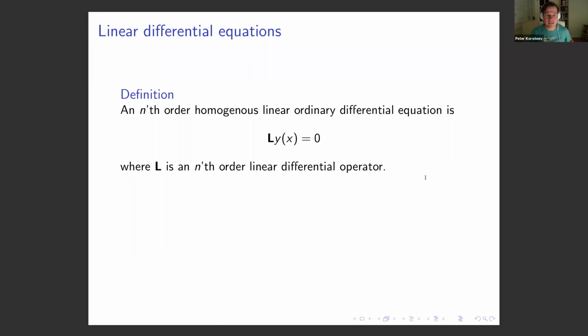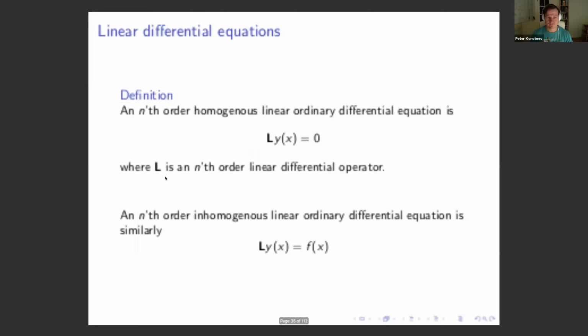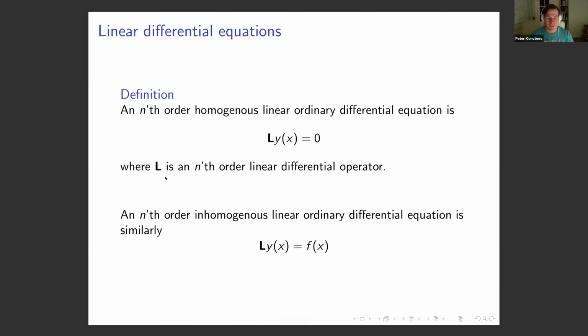Definition: an nth order homogeneous linear ordinary differential equation is an equation that can be written as the action of the linear operator L on y of x equal to 0, where this L is an nth order linear differential operator from previous slides. An nth order inhomogeneous linear ordinary differential equation therefore has a non-trivial function on the right-hand side.